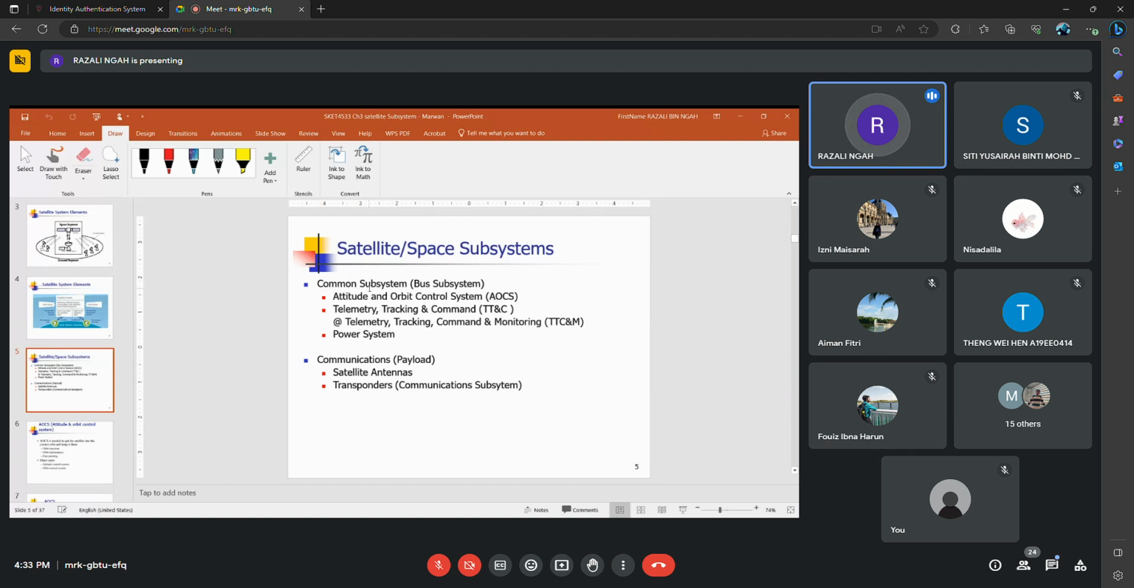So we look at the bus subsystem. We have three main bus subsystems: AOCS, the attitude and orbit control system; TTNC or TTC&M, so this refers to the same thing; and the power system.